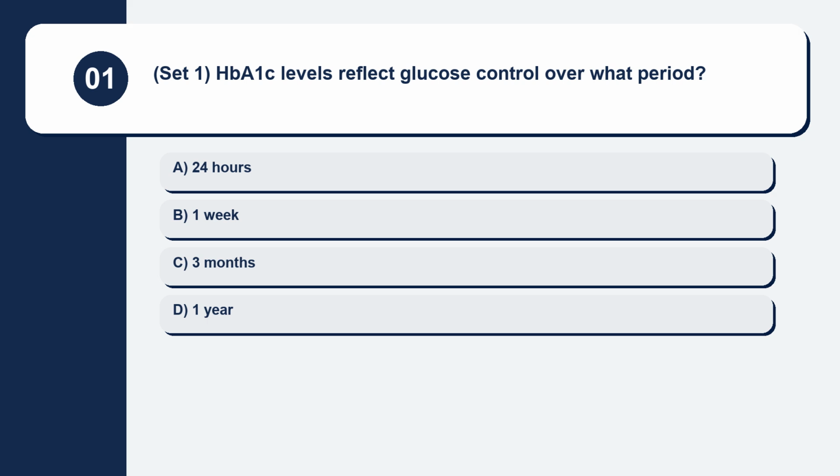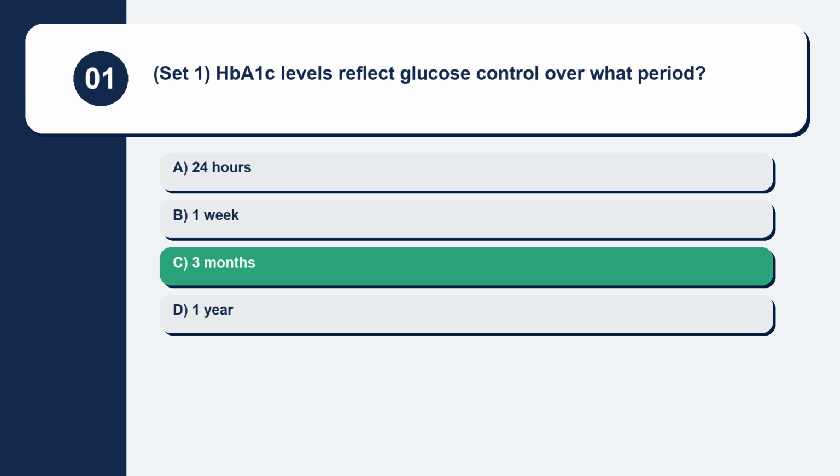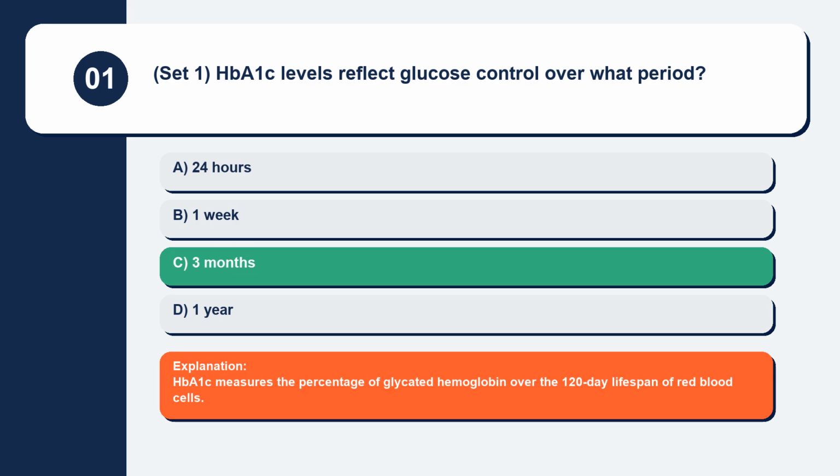Question 1. Set 1. HbA1c levels reflect glucose control over what period? 24 hours, 1 week, 3 months, 1 year. HbA1c measures the percentage of glycated hemoglobin over the 120-day lifespan of red blood cells.